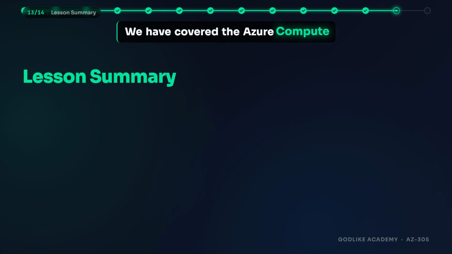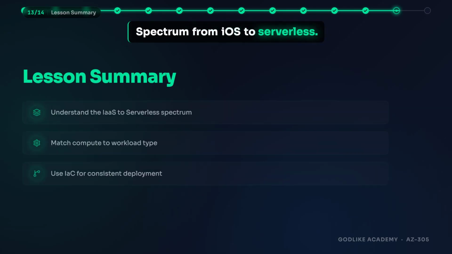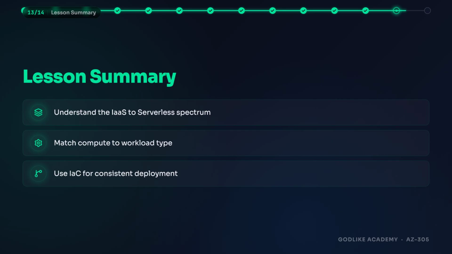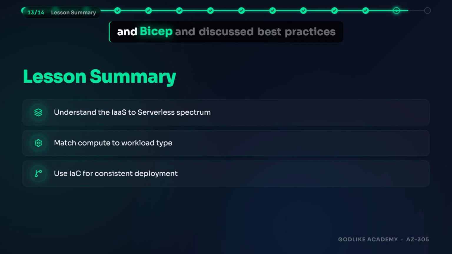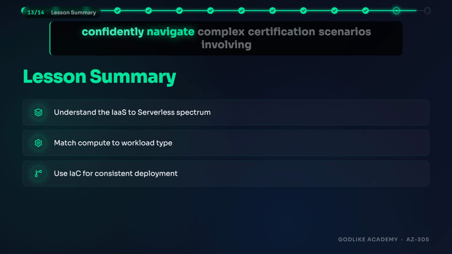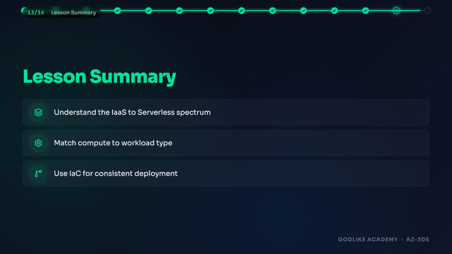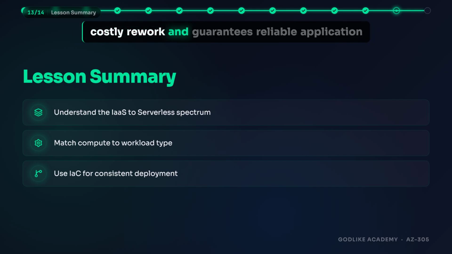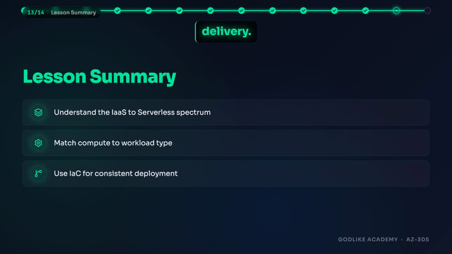We have covered the Azure compute spectrum, from IaaS to serverless. You learned how to compare services like VMs, app service, and functions based on control and workload. We reviewed code examples for functions and Bicep and discussed best practices like right-sizing and auto-scaling to optimize cost and performance. Mastering these concepts ensures you can confidently navigate complex certification scenarios involving hybrid cloud architectures. Properly matching services to requirements prevents costly rework and guarantees reliable application delivery.